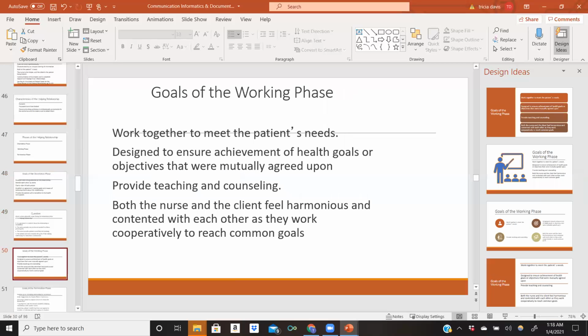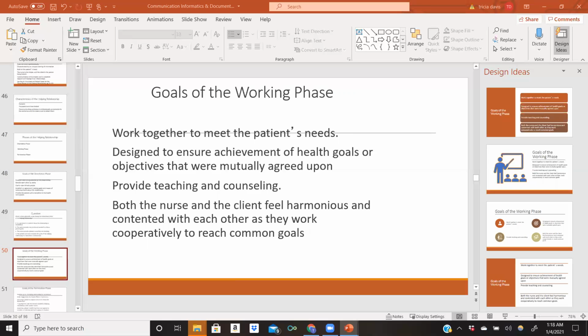We will answer that. So that is the orientation phase. Now we're going to talk about the working phase. The working phase is usually the longest phase of the helping relationship. And again, you can use the term nurse-patient relationship interchangeably if you want to. During this phase, the nurse works together with the patient to meet the patient's physical and psychosocial needs. Interaction is going to be the essence of the working phase.